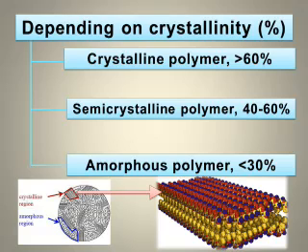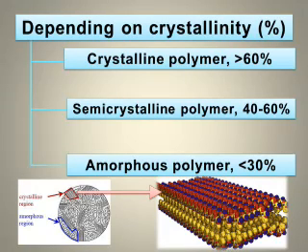Now, depending on the origin, they are again classified into three categories. One is natural polymers, such as jute or natural rubber. Next is semi-synthetic polymers, such as cellulose acetate and cellulose nitrate. Synthetic polymers are polyethylene, polypropylene, polyvinyl chloride, and polystyrene, which are used enormously nowadays.